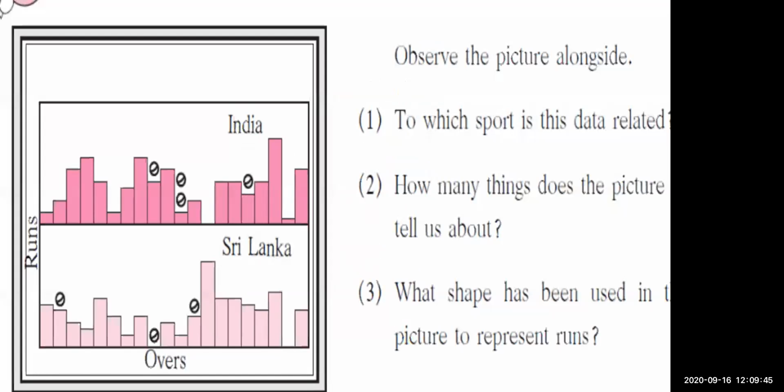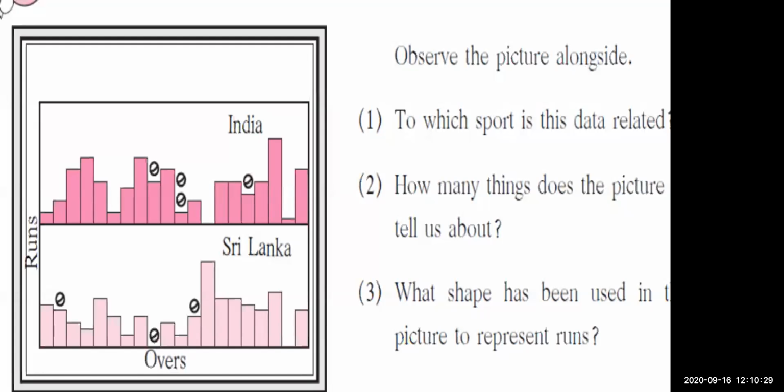Now, the next question is, how many things does the picture tell us about? Now, in this picture, what is the picture showing? Very good. Runs, overs. Any others? Runs, over, or else? See the picture. Observe the picture properly. Runs, wicket. Any other guesses? Balls, over, and more things. Yes, it is a match of India and cricket. Very good. Everyone has given the answers properly.